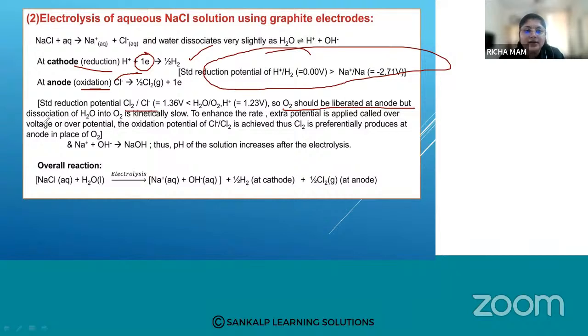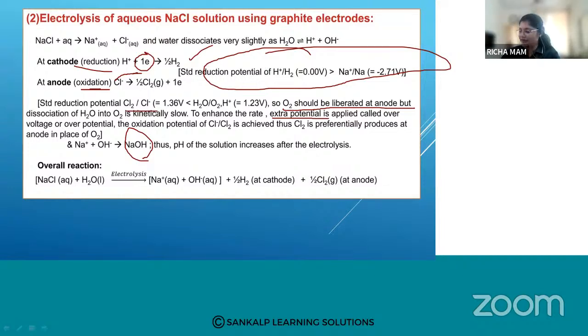But the dissociation of H2O into O2 is kinetically slow. So what is done to enhance the rate of the reaction? An external potential is applied. The Na plus and OH minus ions which are left will form NaOH. So what will happen to the pH of the solution? The pH of the solution will increase, because in the same solution, what is there?